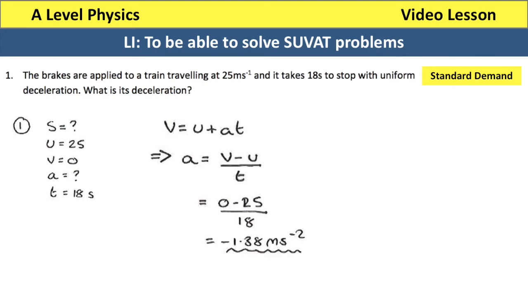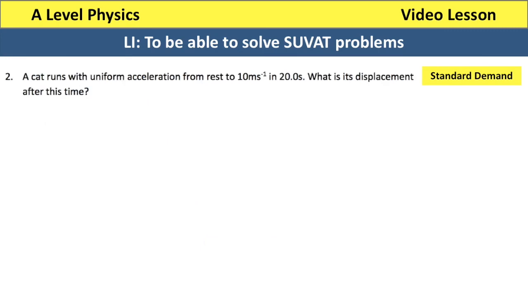If that's what you've written down as your answer, that's absolutely fine, but that technically means a deceleration of 1.38, because obviously deceleration implies it is a negative acceleration. Question 2. A cat runs with uniform acceleration from rest to 10 meters per second in 20 seconds. What is its displacement after this time?